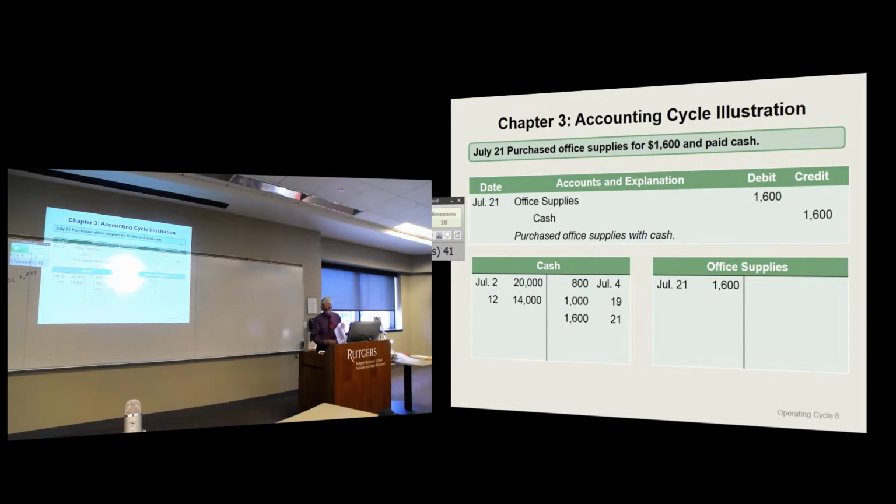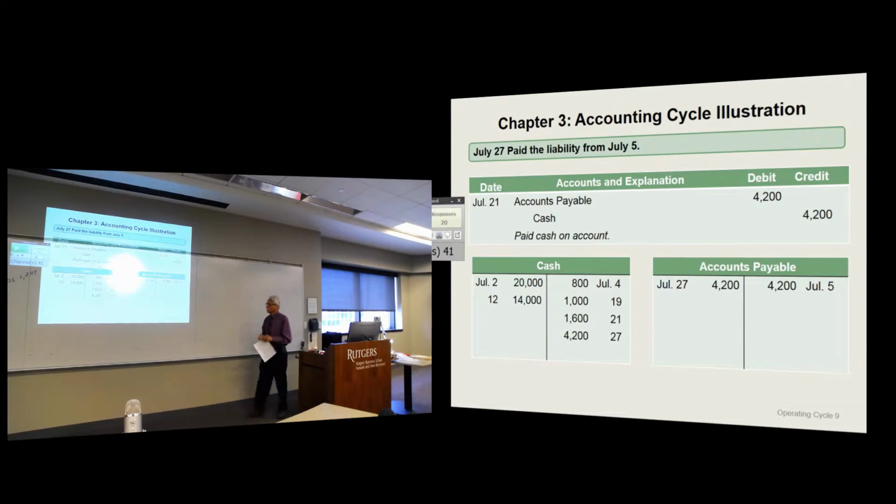Okay, and finally, we pay off the liabilities for the accounts payable. We're going to debit the accounts payable to reduce the liability. Notice we reduce it to 0, so there's no balance in that account.